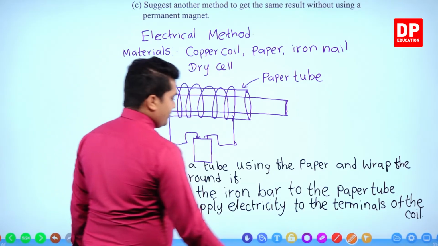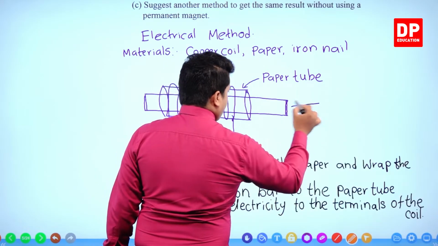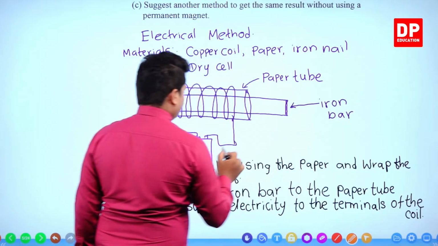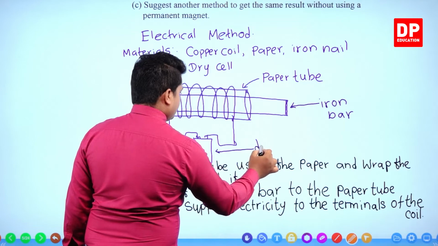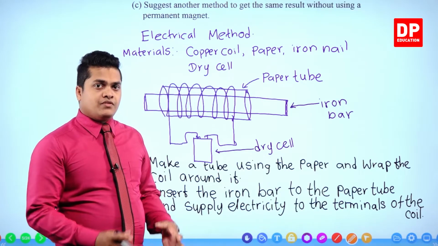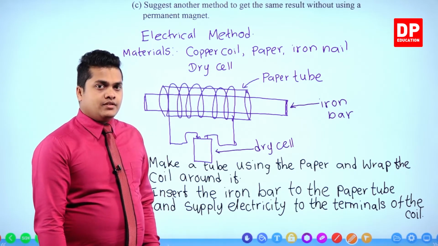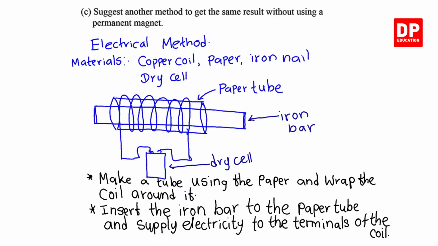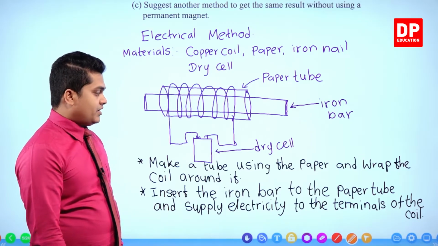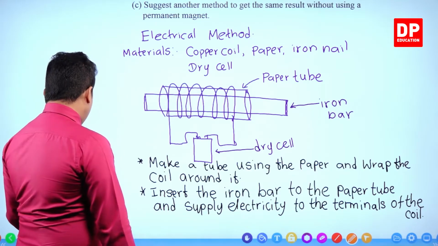So let me name the materials in here. So this is the iron bar then. This is the dry cell. Always, my dear children, if you are being asked to draw a figure, then make sure to name the parts in it. Right? Like this, name the parts in it. So this is the way of making a permanent magnet by using the electrical method. Right. So let's move on with the next question then.